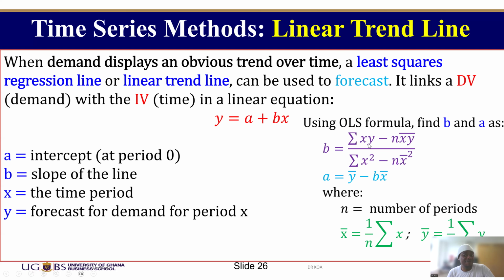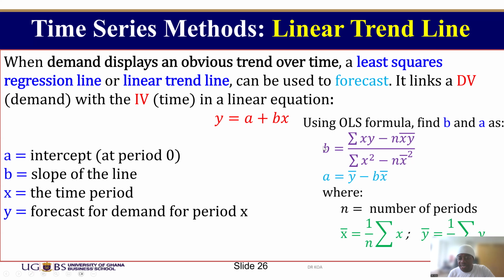But just note that by some minimization and manipulation, you can get the B value to be this. This is a formula for the B, where the X is the actual period that you have. The Y, again, is the forecast for the demand. The N is the sample size. The X bar is the mean of the X. The Y bar is the mean of the Y. Then they are squares as well.